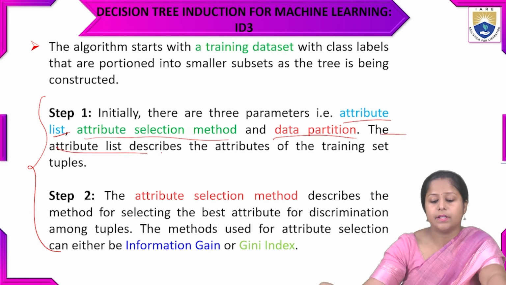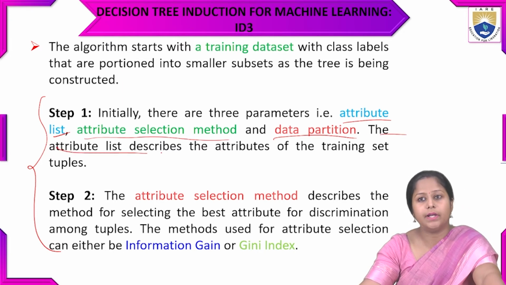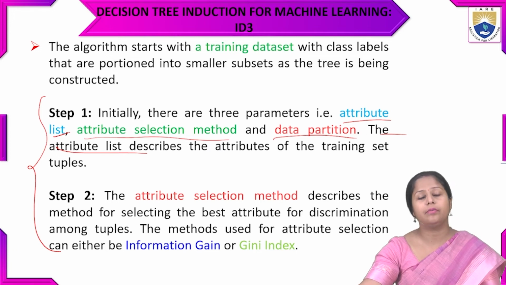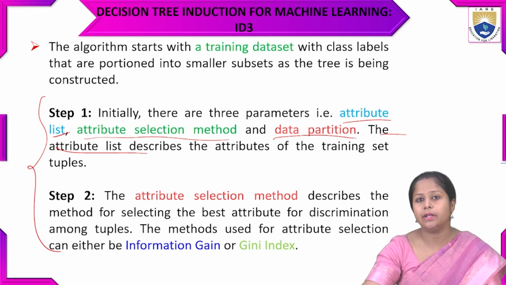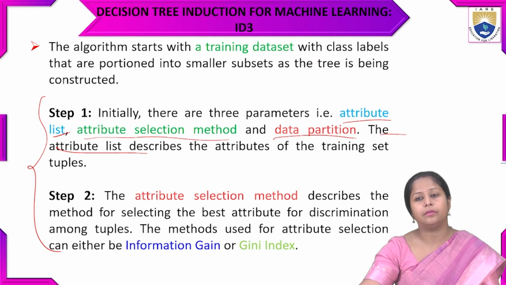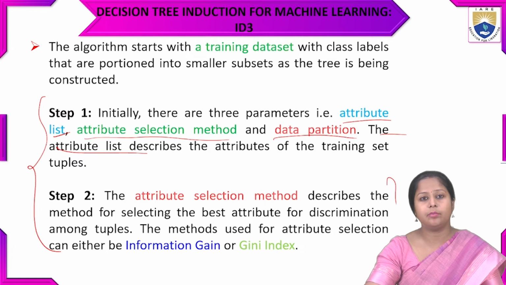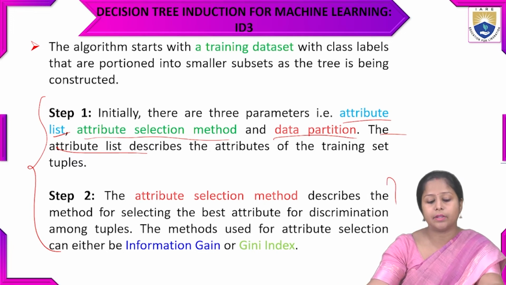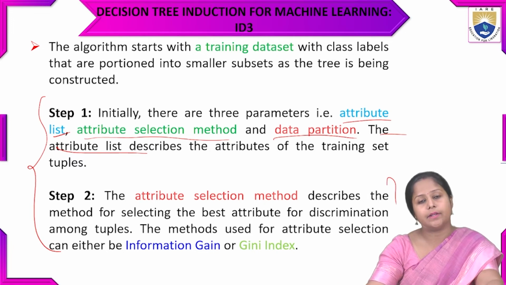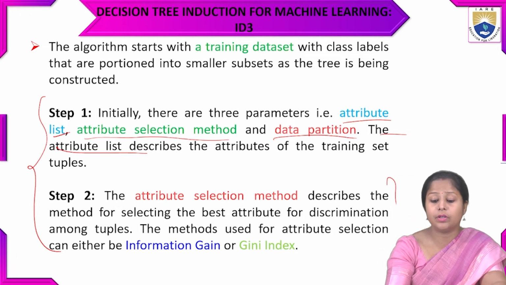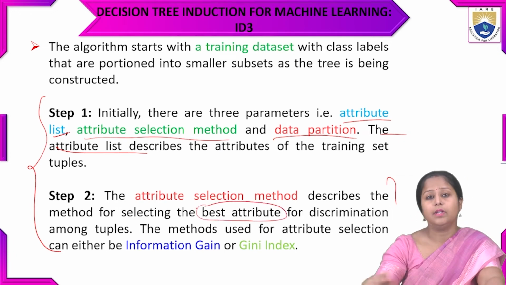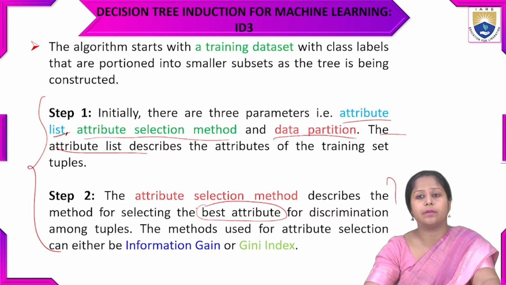The attribute list describes the attributes of the training set tuples. What are the different attributes for each of the class levels? That will be described from the training set. In step 2, the attribute selection method describes the method for selecting the best attribute. So how are we going to know what the best attribute is?